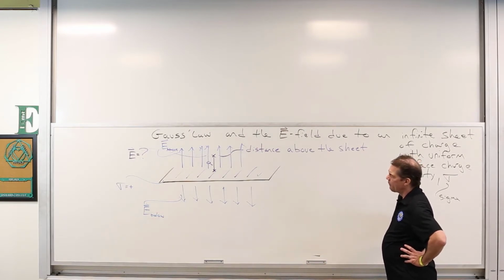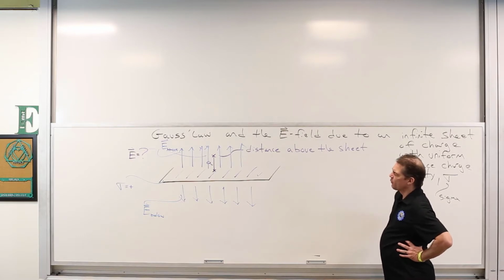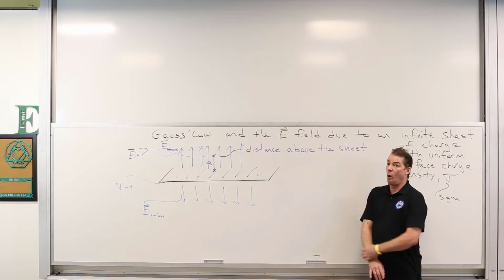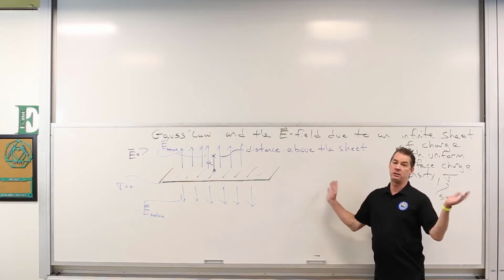Now it's a matter of figuring out what sort of surface, Gaussian surface, we should utilize such that the electric field has a constant magnitude across that surface, or just is zero.